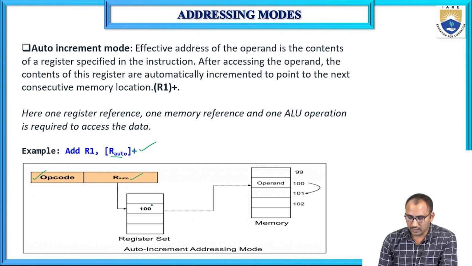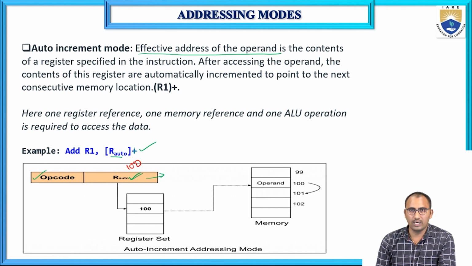Okay, so this register has stored the effective address of the operand. In the auto-increment register, what is the value? 100. What is 100? 100 is the effective address of the operand. That means in the 100th memory location we have the operand. So it is pointing to 100, and in location 100 we have the operand.